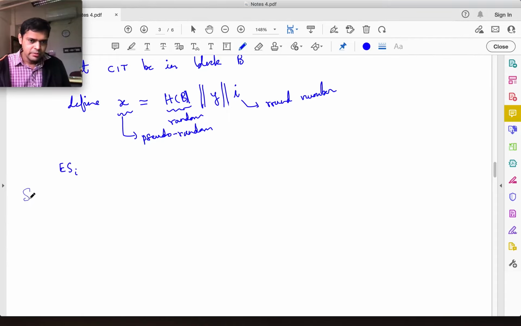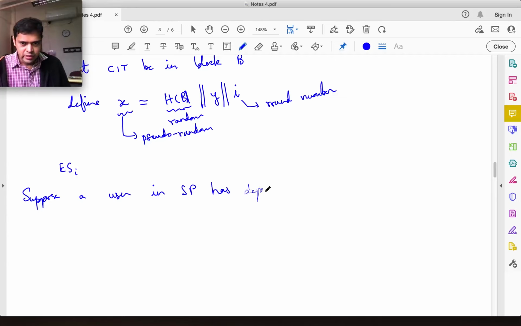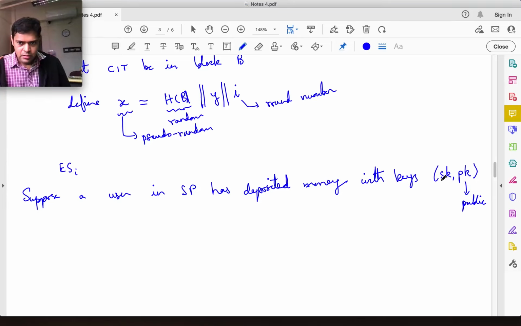Okay. So suppose a user in the stake pool has deposited money with keys, let's say SK and PK. This is the public key, and this is the secret key.